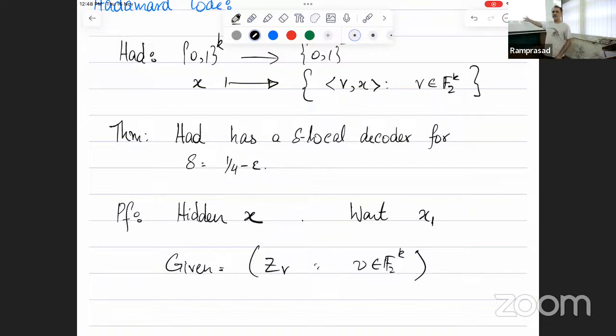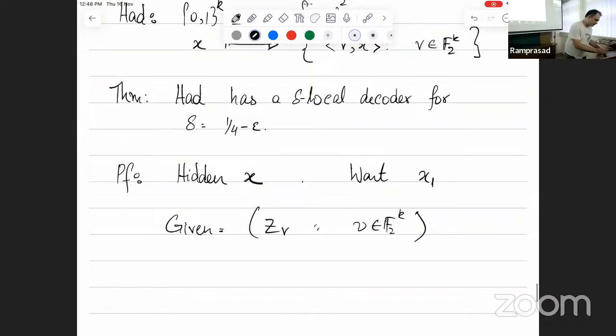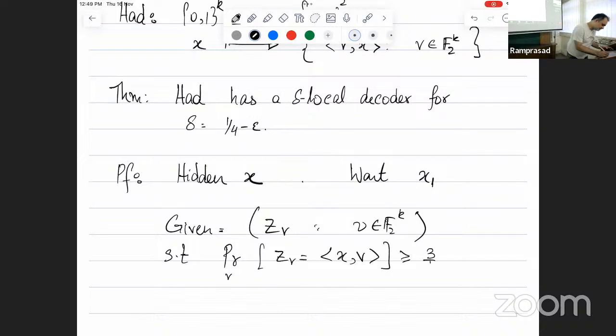But obviously I am not given this, which is the Hadamard encoding. All I know is that the distance of this thing from the Hadamard encoding is at most a quarter minus epsilon. Okay, given this, such that the probability over the choice of v that z_v is actually equal to the inner product of x and v, this is at least 3/4 plus epsilon. That's what is given to us. So z is what I have access to. I am interested in computing x_i or x_1.